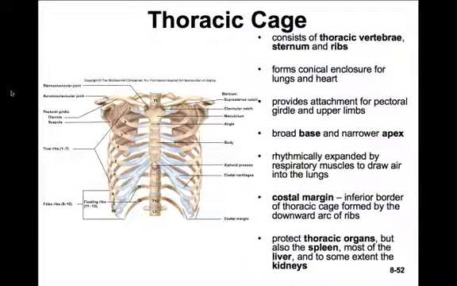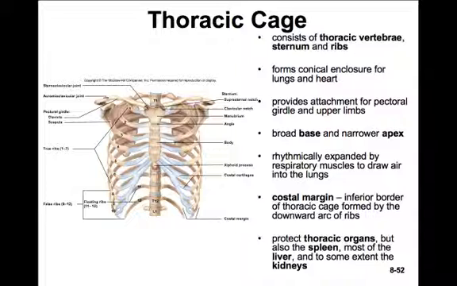So now let's finish up the axial skeleton by looking at the thoracic cage. The thoracic cage is going to consist of the thoracic vertebrae, the sternum, and the ribs. It forms a conical enclosure for the lungs and heart and provides attachment for the pectoral girdle and upper limbs. There's a broad base and a narrow apex. The respiratory muscles act to rhythmically expand the ribs and draw air into the lungs.